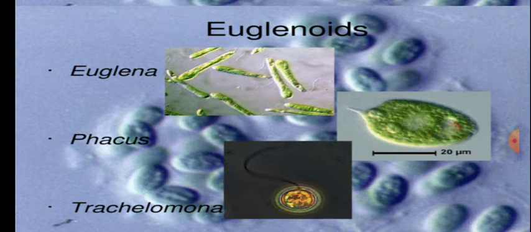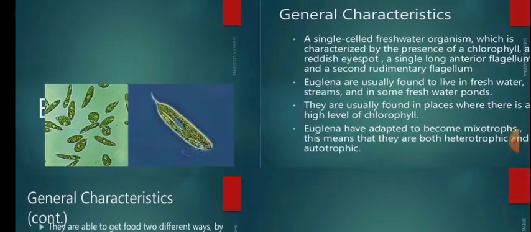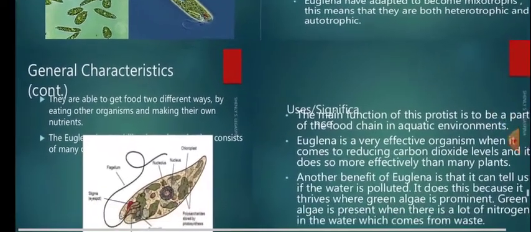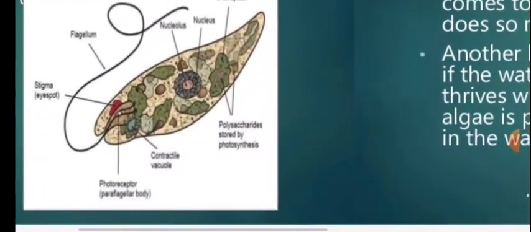Trachelomonas is another genus. You see this is the scale bar, and the size is 20 micron, sorry. So 1 mm is equal to 1000 micron. Just see their size, shape, and microscopic structure. In general characteristics, there is chlorophyll a, with an anterior flagellum and a second rudimentary flagellum. The level of chlorophylls is generally seen here. So among all these characteristics, the structure of Euglena is very important and typical.